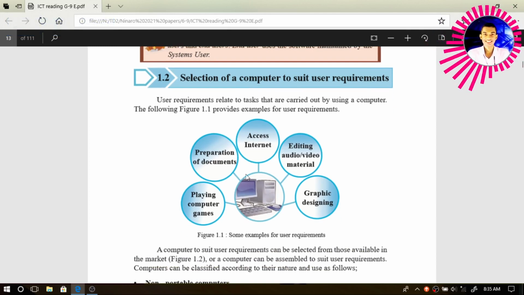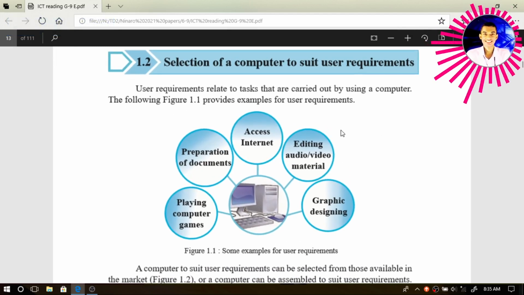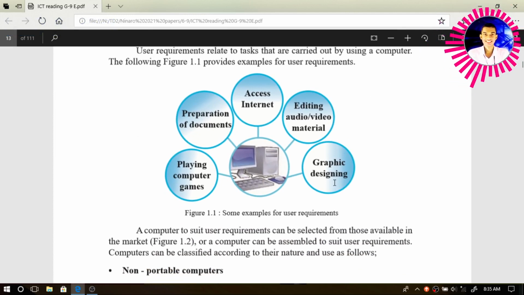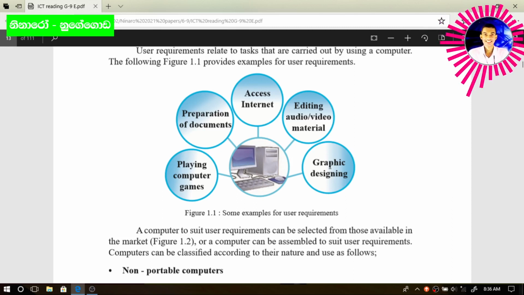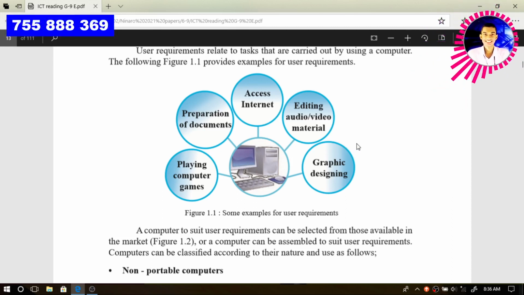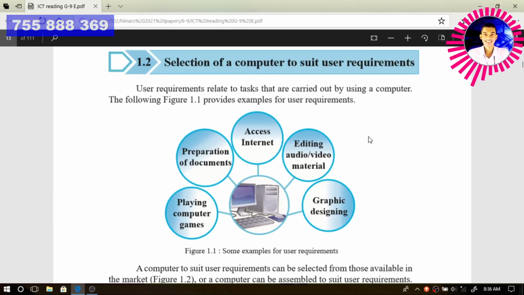In this image you can see several types of requirements: graphic designing, editing audio and video material, accessing the internet, preparation of documents, playing computer games. There are several types of requirements. Therefore, according to these requirements, the specification of the computer can be different.